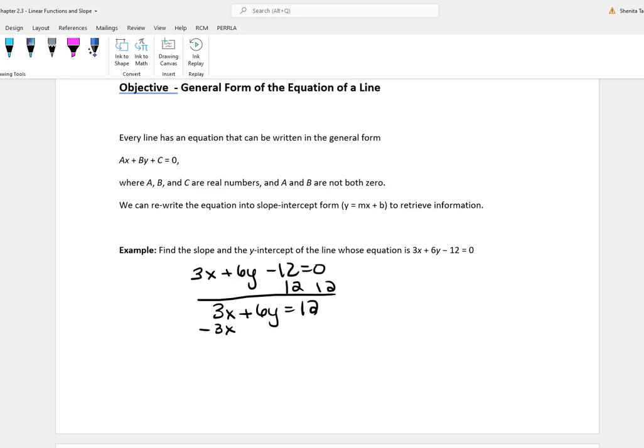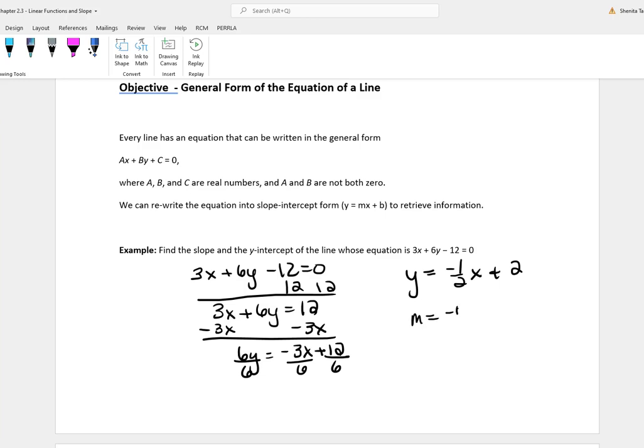Now I want to subtract off 3x from both sides. I get 6y is equal to negative 3x plus 12. And then divide everything by 6. So don't forget to reduce your fractions. Negative 3 over 6 reduces to negative 1/2. And then 12 over 6 reduces to 2. And now it's much easier to figure out what the slope and y-intercept are. The slope is negative 1/2 and your y-intercept is 2.